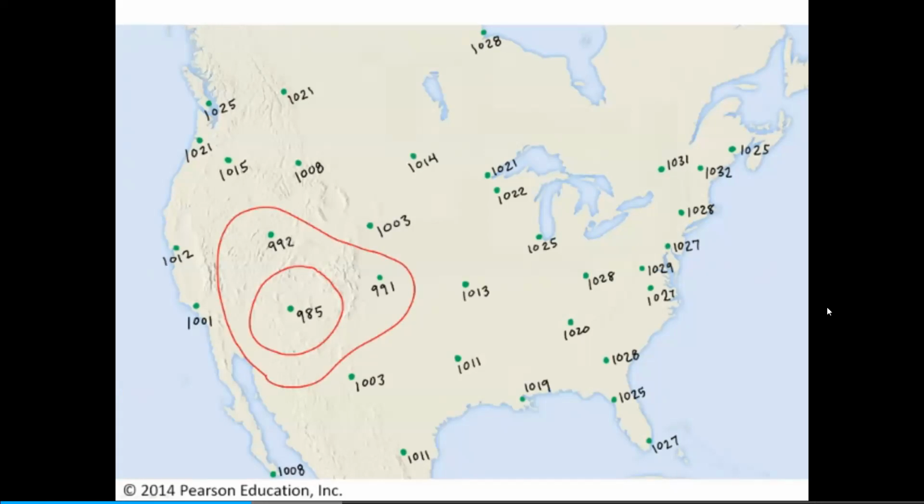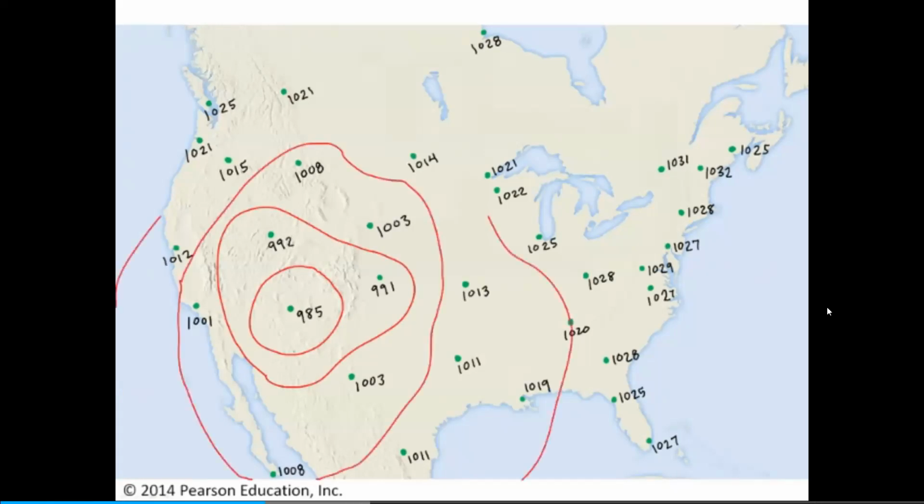Let's go ahead and draw in one for 1010, 1020, and 1030. There's only two values on the map that are greater than 1030. So those are over there on the far right in New England. So we can do two things at this point. Now that we've drawn on these isobars, we can say we've got a low pressure system here over Arizona, and we've got a high pressure system here over New England.